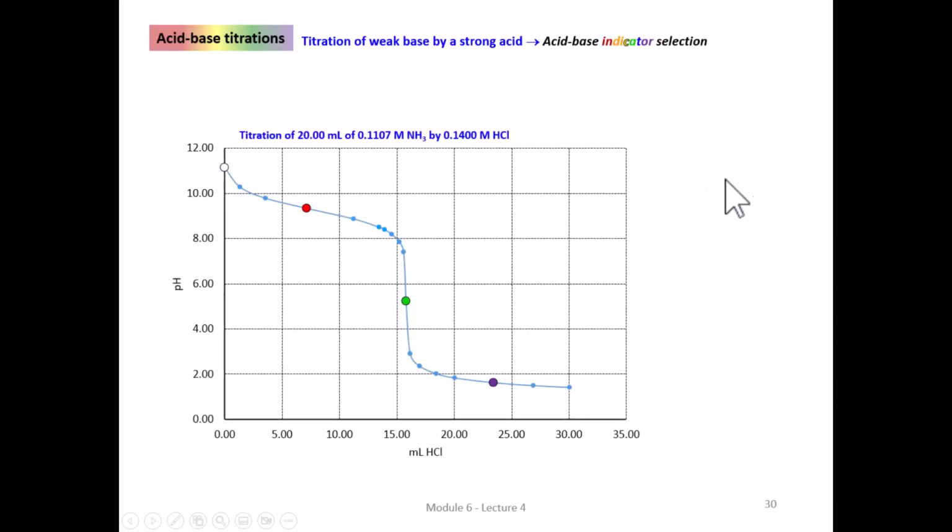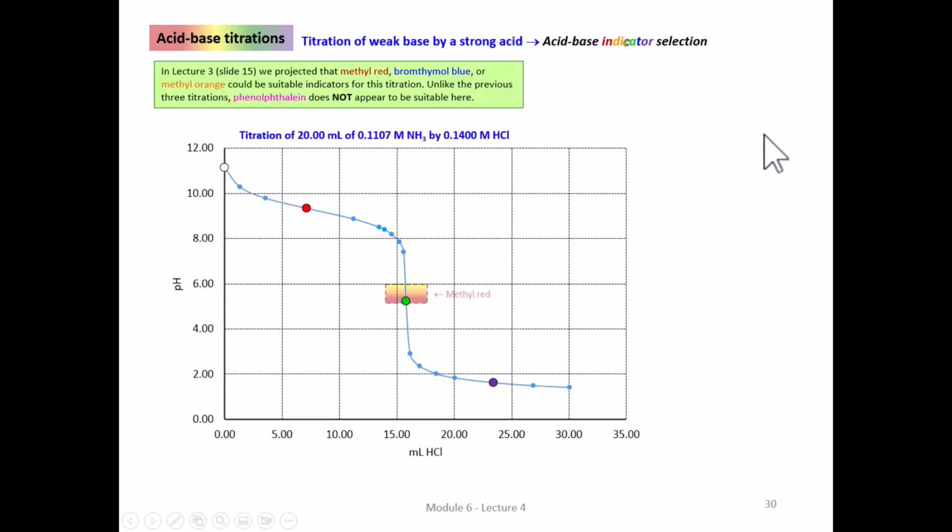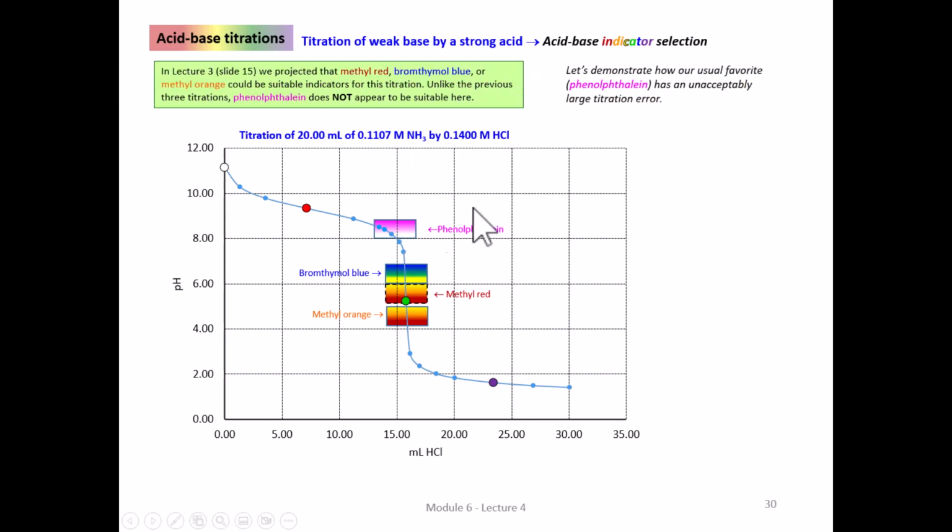Well, how about picking out an indicator? If you recall from lecture 3, we actually projected that methyl red, bromothymol blue, or methyl orange could all be suitable indicators. Interestingly here, unlike the previous titrations, phenolphthalein does not appear to be suitable here. So let's demonstrate why phenolphthalein is not great here.